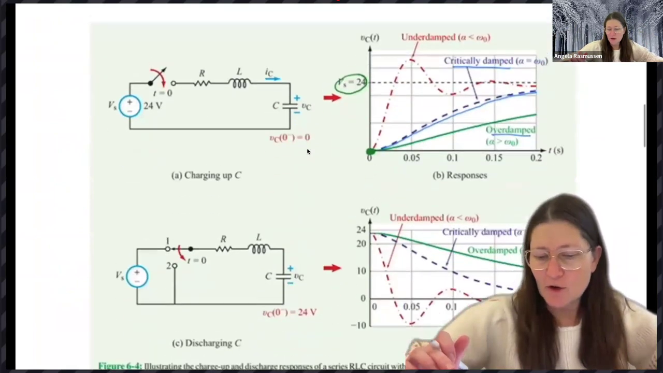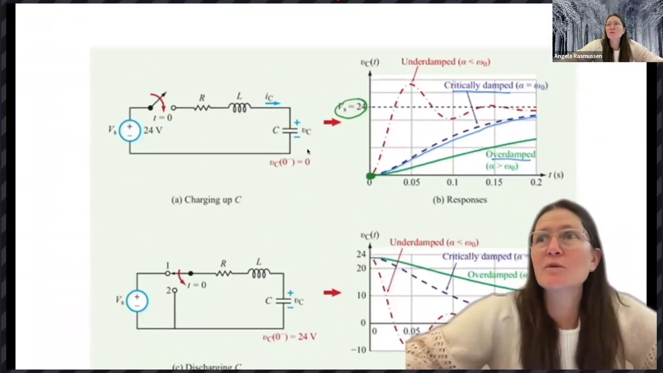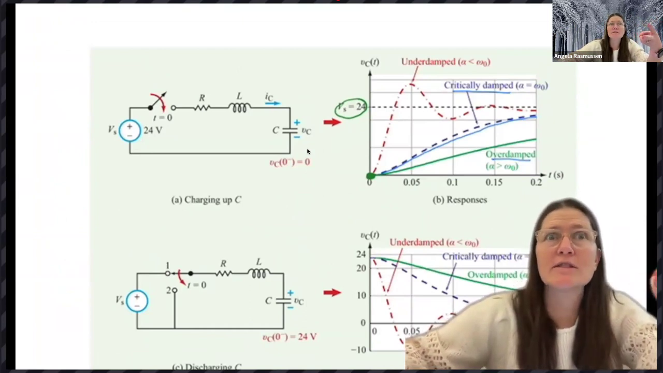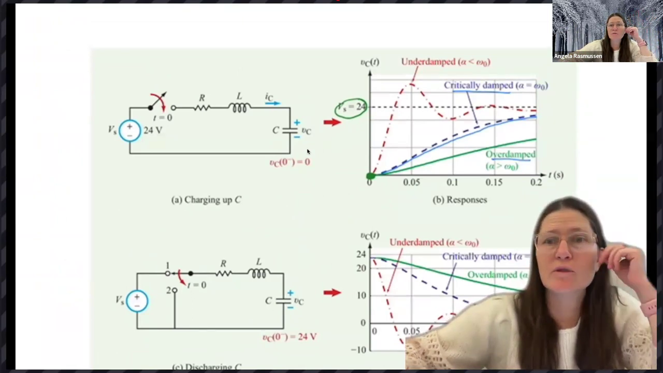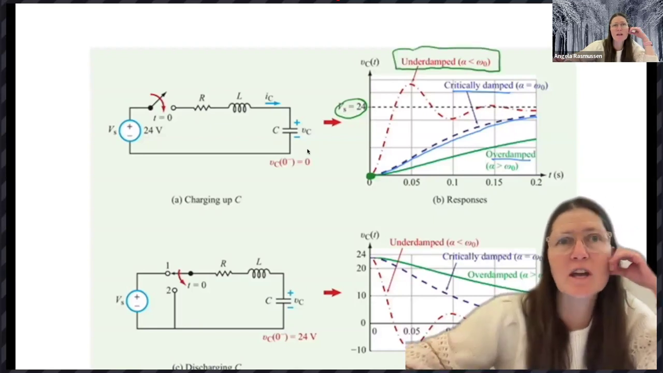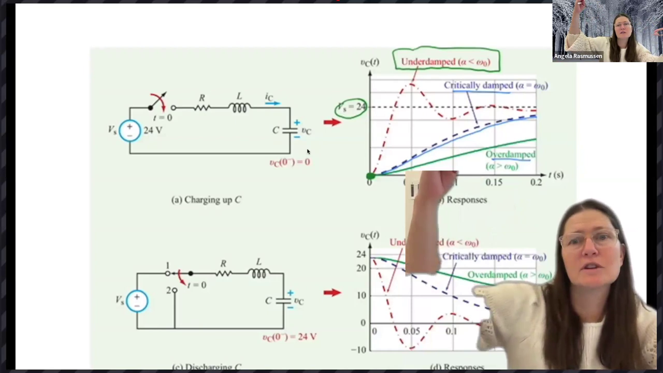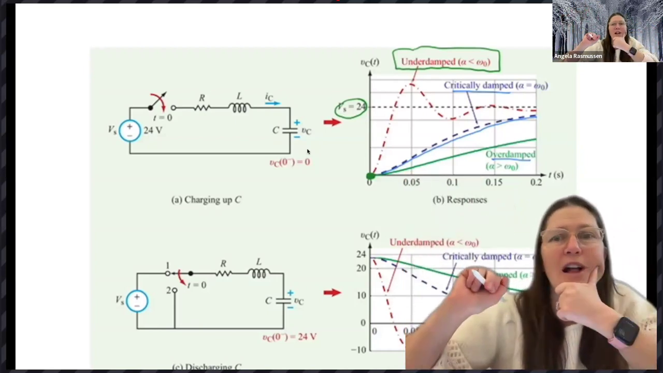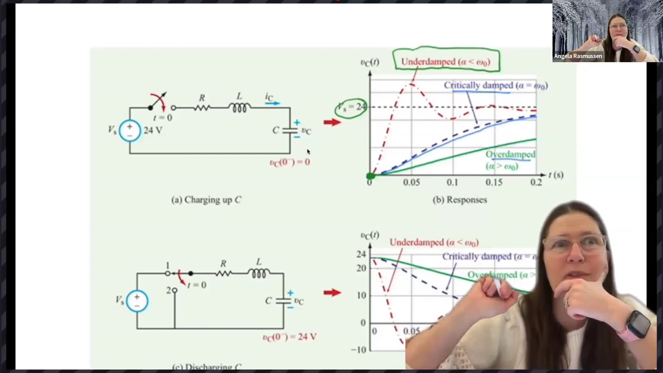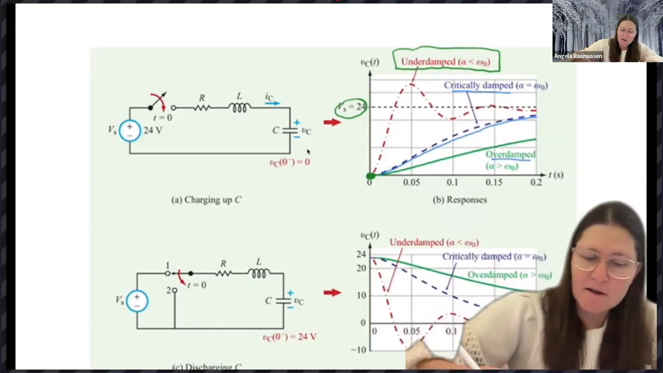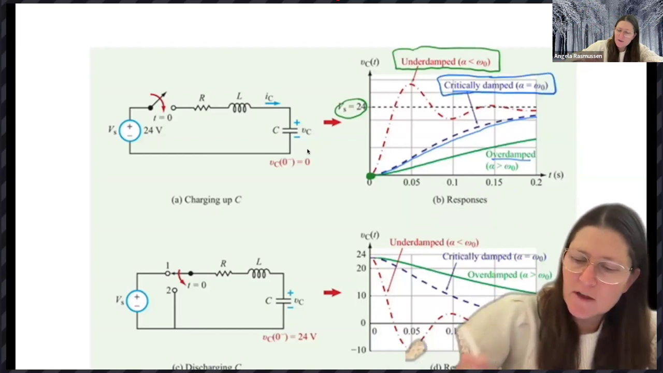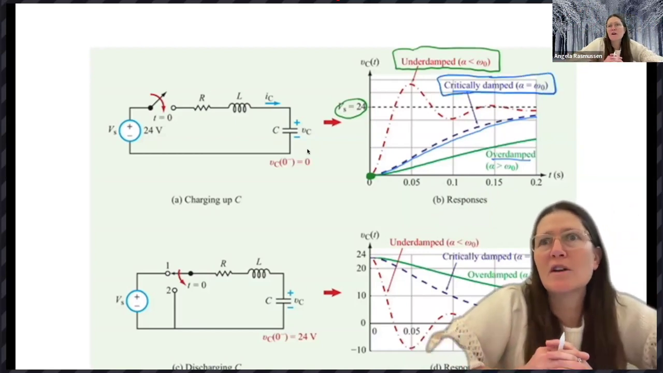Okay. So we have options of how these are going to respond, and they're going to respond differently based on those R_TH, L, and C. Because of those three terms, we can have what's called underdamped. The form that it will take between that 0 and 24 volts looks like a sinusoid. That's underdamped, when alpha is less than omega naught. Then we also have critically damped, which is exactly when alpha equals omega naught.